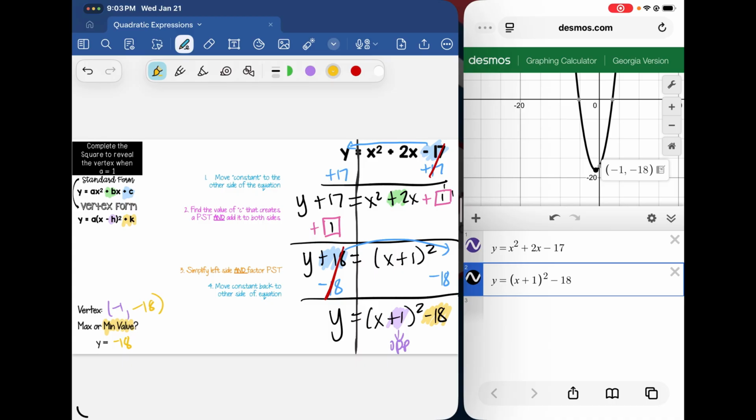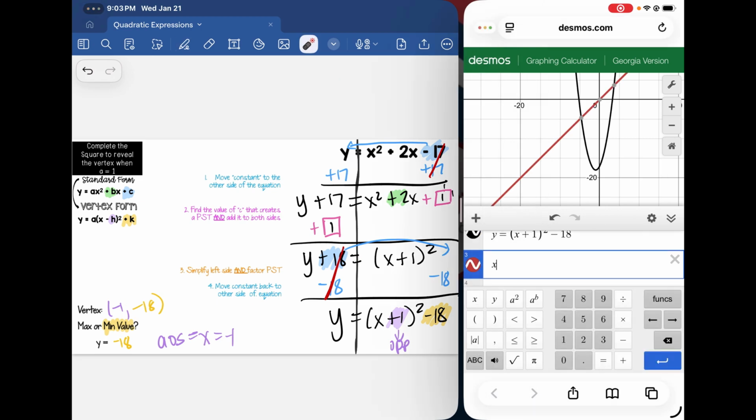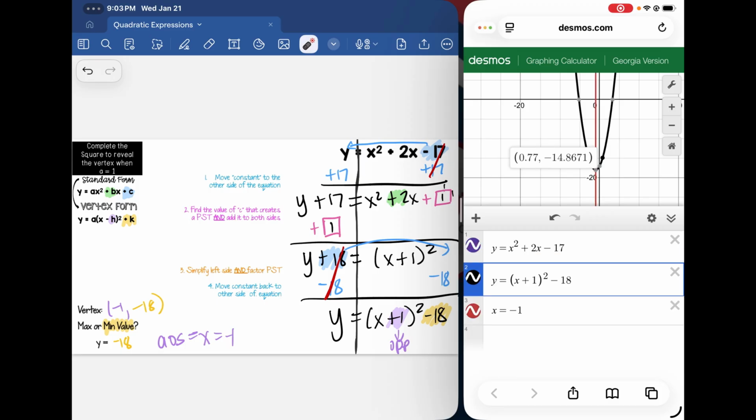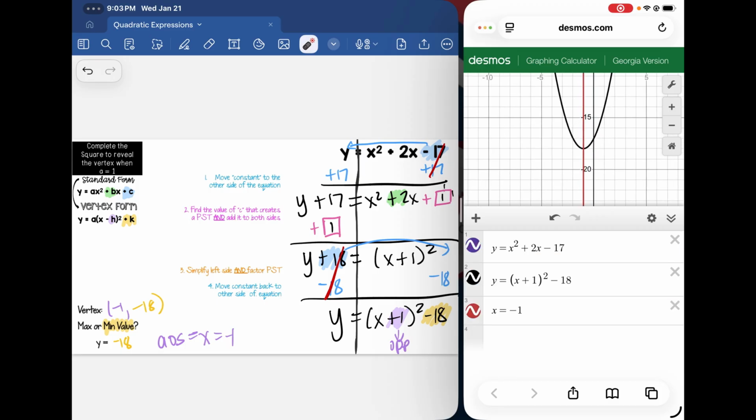Well, what is your axis of symmetry? That isn't on there, but we could still find it. If you said x is equal to negative 1, you are absolutely right, because there it go right there. It's in the equation. And if you're not sure, we can always type it in. x is equal to negative 1. There it goes, splitting my parabola in half.